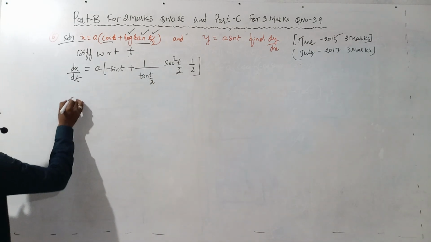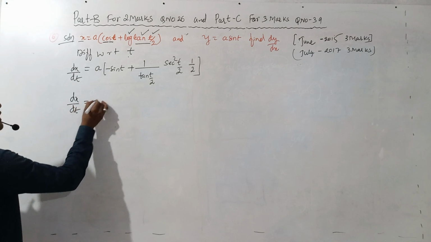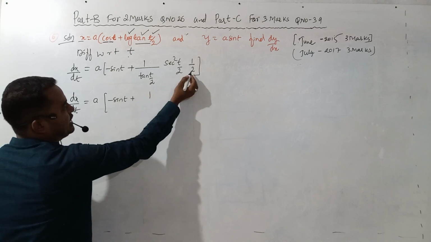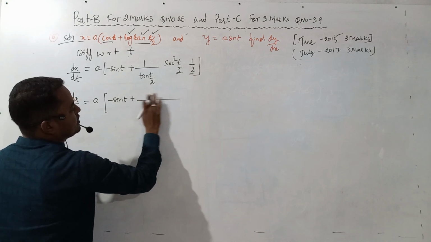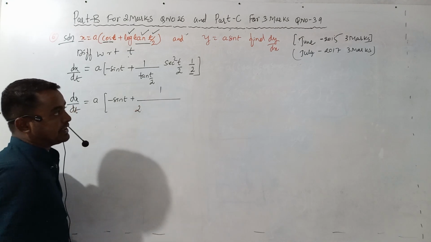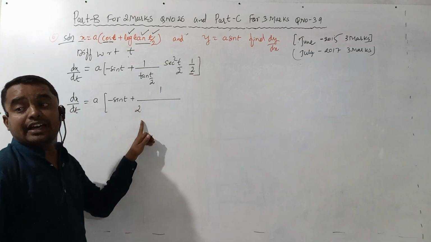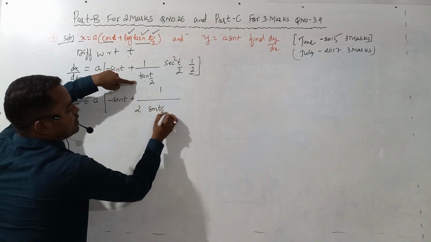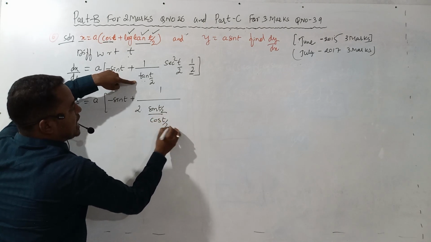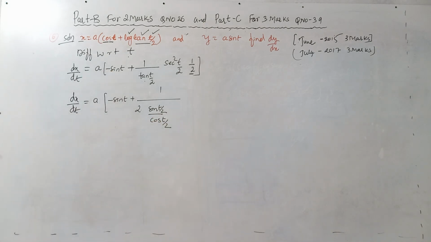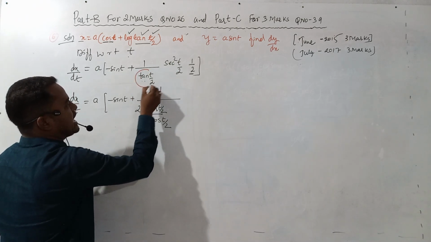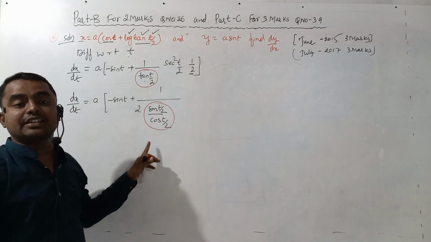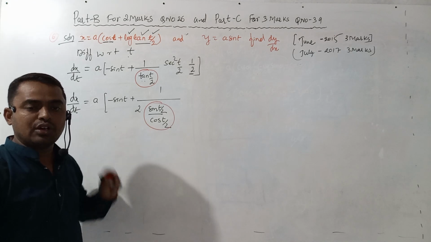Now the rest is simplification. Now dx by dt is equal to a into the bracket minus sin t plus 1 divided by this 2. I am writing this 2 here. The tan t by 2 means sin t by 2 divided by cos t by 2. Tan t means sin by cos. Getting or not? Tan t by 2 can be written as sin t by 2 over cos t by 2.